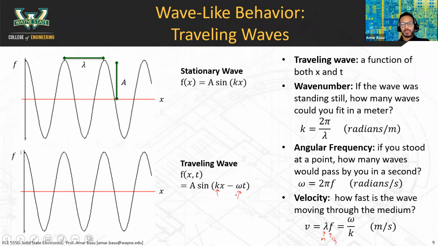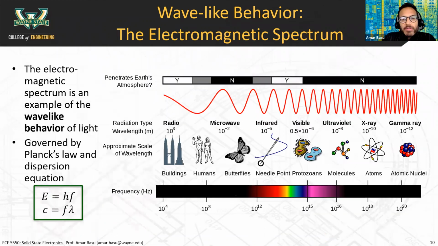So these are some fundamentals of what a wave is, mathematically. In terms of wave-like behavior, we know that not just light, but electromagnetic energy has wave-like behavior. The electromagnetic spectrum is an example of the wave-like behavior of light. Now it says wave-like behavior of light, but it really applies to any form of electromagnetic radiation.